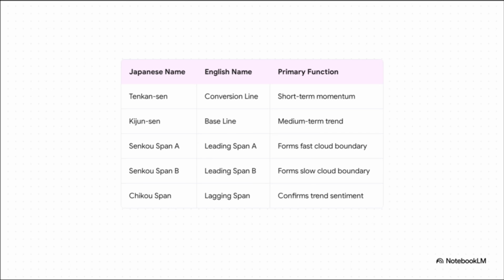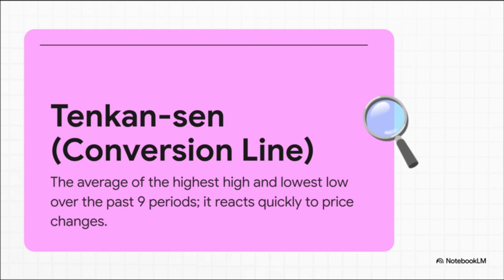Let's meet them one by one. First up, we have the Tenkan Sen, or the conversion line. Think of this as the fast lane. It's calculated over the last 9 periods, so it reacts super quickly to any price changes. It gives us our first clue that momentum might be shifting.